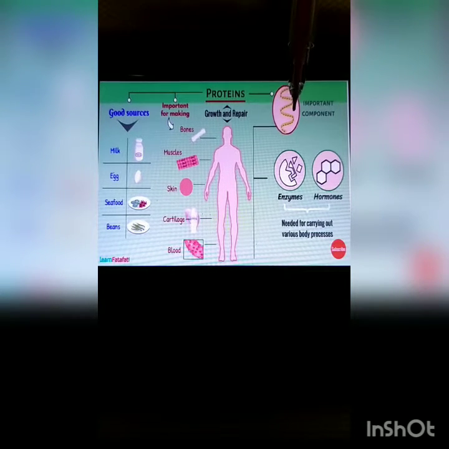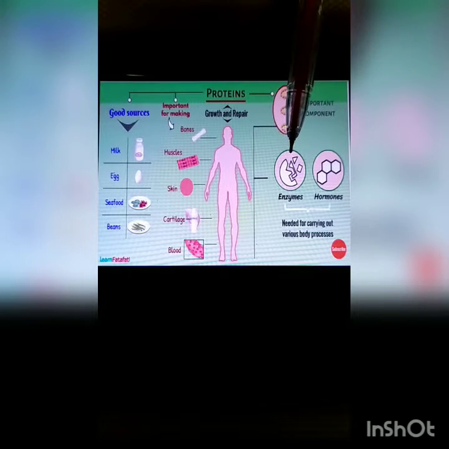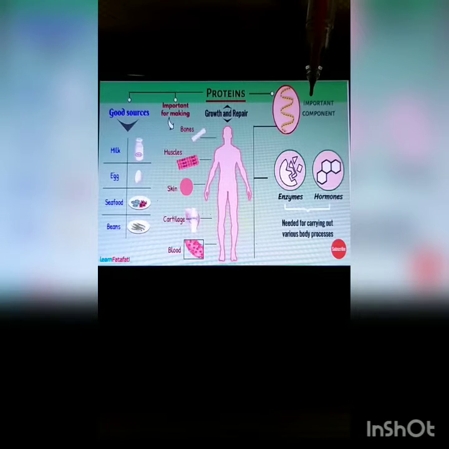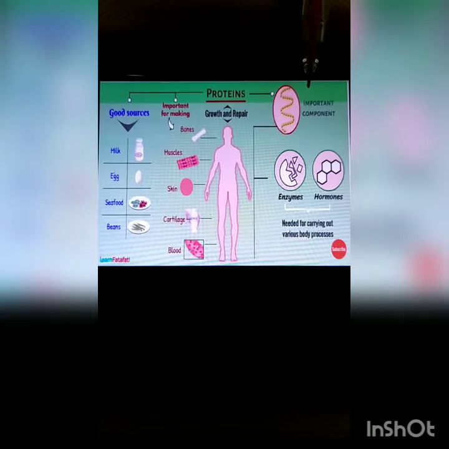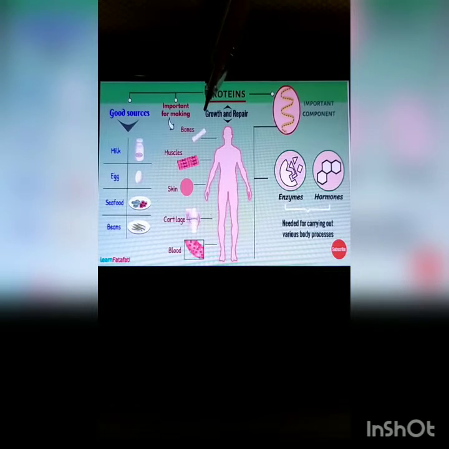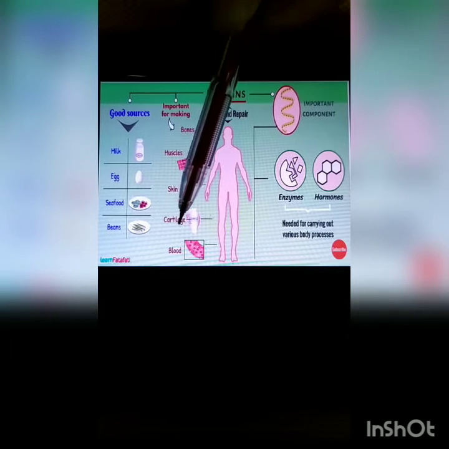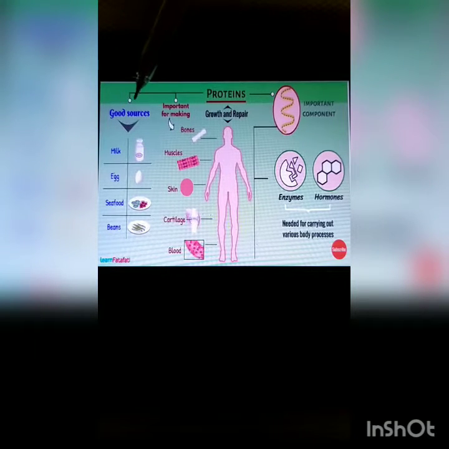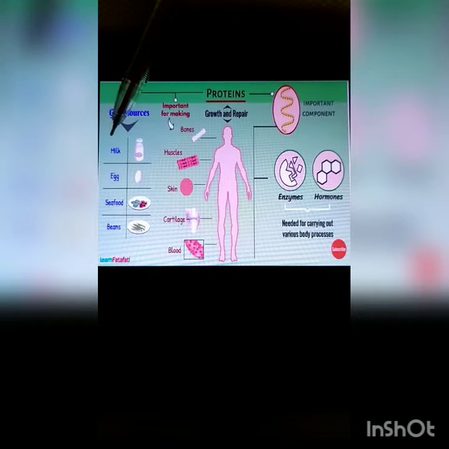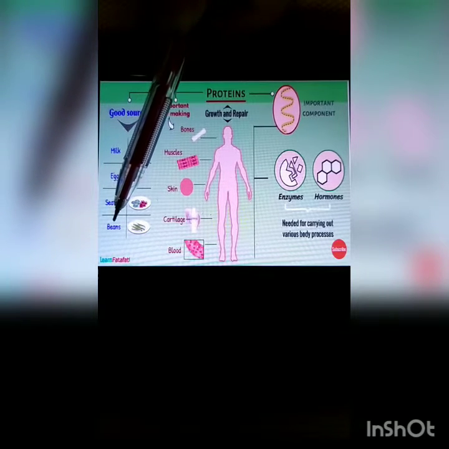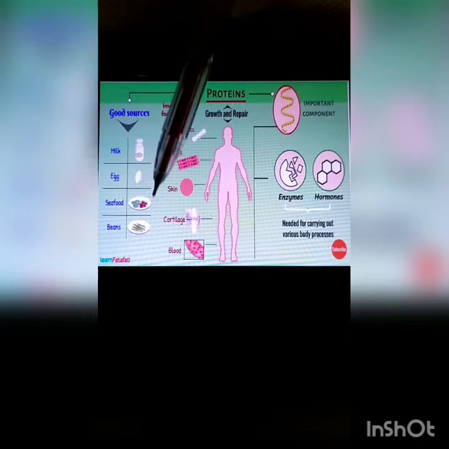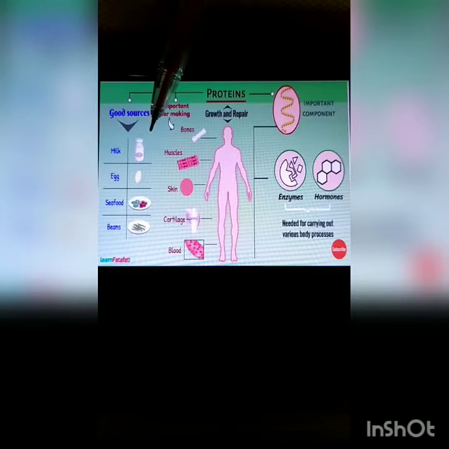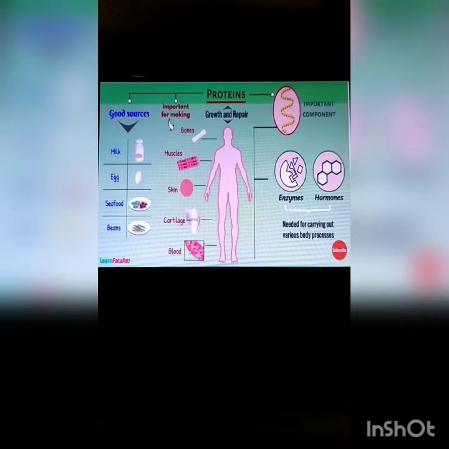These proteins are needed for various body processes, and they are called important components in all the substances. They are also important for making bones, muscles, skin, cartilage and blood. Now the good sources, meaning from where do we get proteins? That is milk, egg, seafood and even beans. So these are the sources of food through which we get proteins.